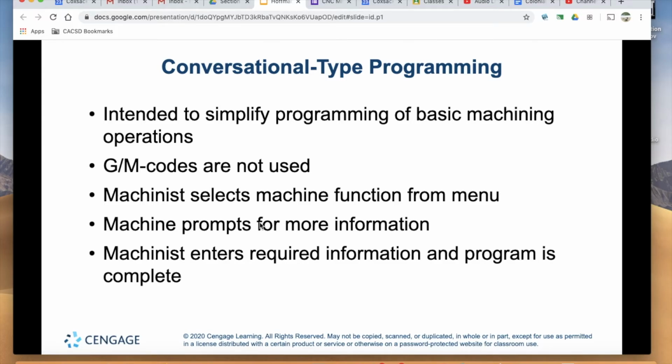We also have conversational programming. So the intention of conversational programming is to simplify this whole idea of programming a CNC machine. We're not going to have to physically type out G&M codes, but what we'll do is we'll go to the machine control and select different functions. And those functions are going to have pre-programmed G&M codes that are going to allow us to, say, make a simple bolt hole pattern or machine some simple pocket to a certain depth and certain dimension. And all you're going to do is go to the machine and go to the correct menu to get to our conversational programming.